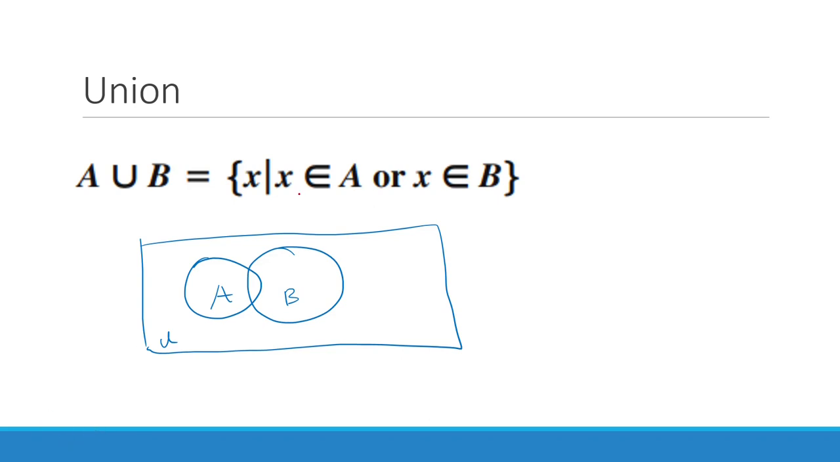Now it says X is an element of A, so all of A, or all of B. When we use the word or, we mean it's in A, or it's in B, or it's in both. So both is included as well.